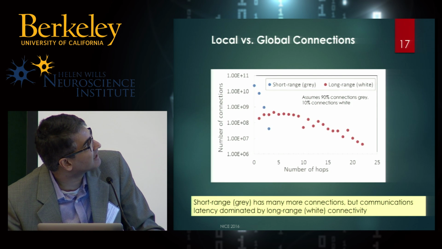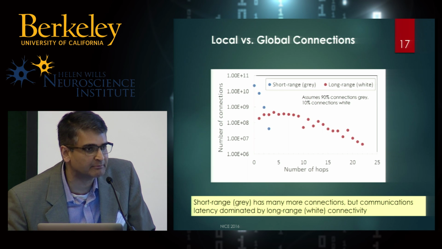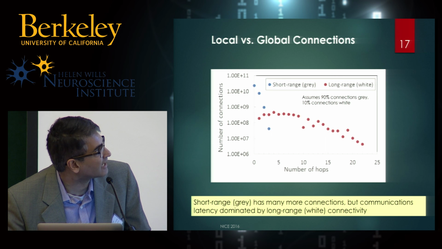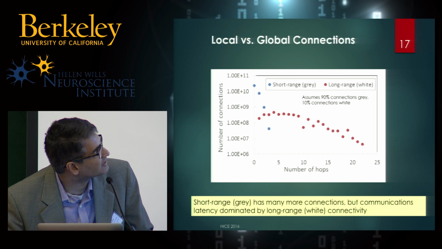This is an example of using this kind of a model. This is the local and global connectivity, the number of connections, versus the number of hops that are necessary to make that connection. Not surprisingly, the short-range connections, there are many more of them. That's an assumption here. We assumed that 90% of the connections in this particular case were gray, 10% were white. That's why you see there's much more area under this curve than under this curve.